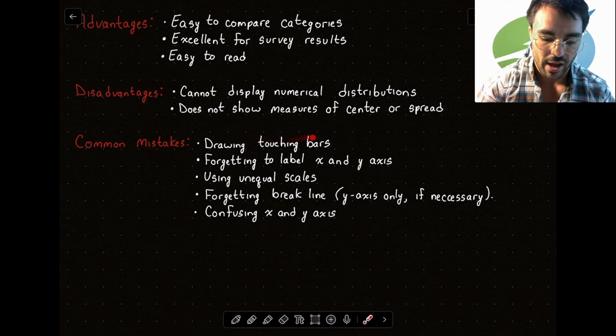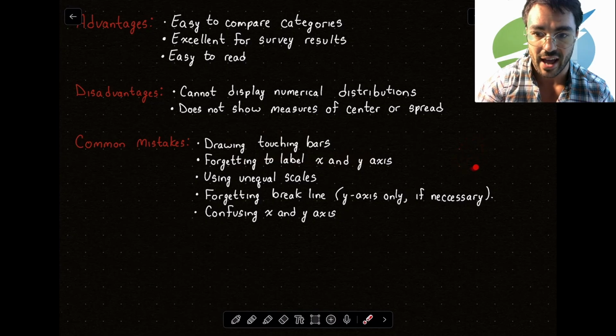Common mistakes, having the bars touch, we can't have that. Forgetting to label our axes. You must label what the x-axis represents and the y. More often than not, the y is going to be frequency, but the x will always be different.